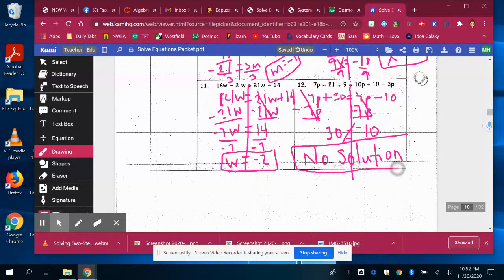A no solution answer means that there will never be a number that we can substitute for p in this equation and it will work. There's not a single number that I can substitute for p.